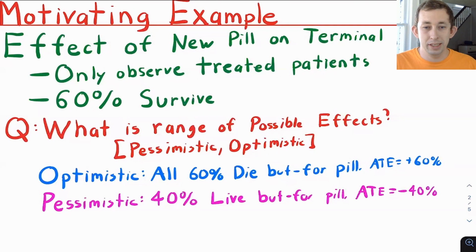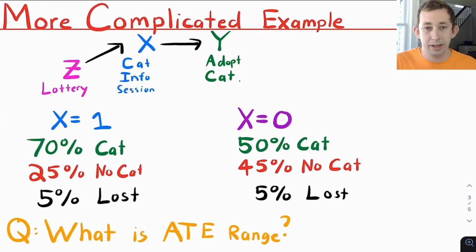What is the pessimistic scenario? The pessimistic scenario is that 40% of these people did not survive. Maybe the pill is actually harmful, and those remaining 40% would have survived but for this treatment. So the average treatment effect of this medicine is minus 40%. You can see that without further information, we're not sure if this pill is actually helpful or not, because the plausible values range from minus 40 to 60.